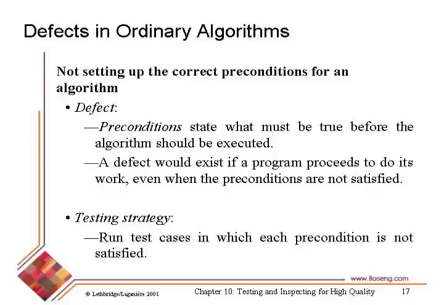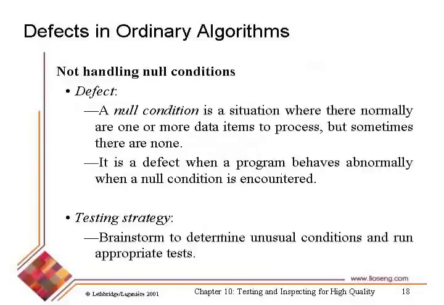Not handling null conditions is another one. We want to check to see if the system can handle data which doesn't point anywhere or is zero. Normally we have one or more items to process. We're going to try to see what happens if there is nothing. What if there are no students in the course? Is the system still going to schedule the exam? We want to find that out.